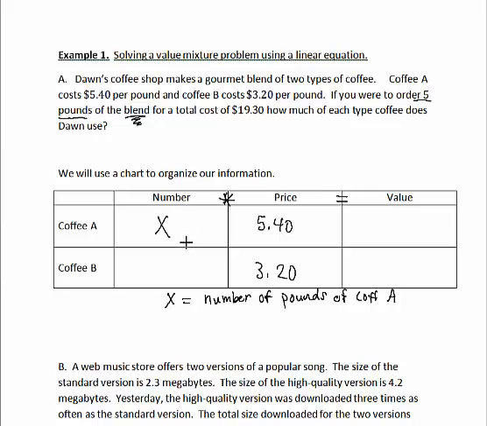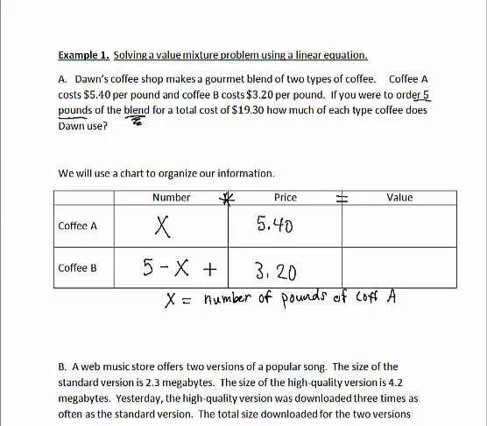Now, if we can have at most, according to the blend, 5 pounds, x of them have been used for coffee A, and so the remainder of the 5 pounds falls into coffee B. Mathematically, that would be written as 5 minus x. Now at this point we have our two columns completed.